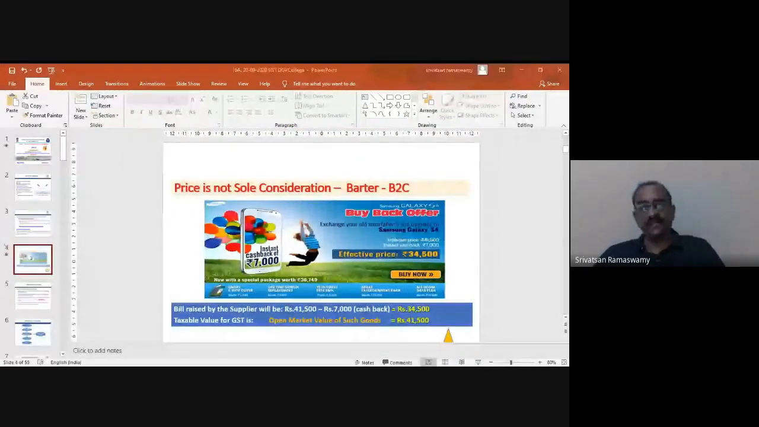Price is the sole consideration for sale. If there are any additional considerations, like the 7,000 rupees which he is giving you as a discount, it cannot be treated as a discount. It is a consideration which you give him, you exchange with him, so that the quantum of outflow from you, the purchaser, becomes less.